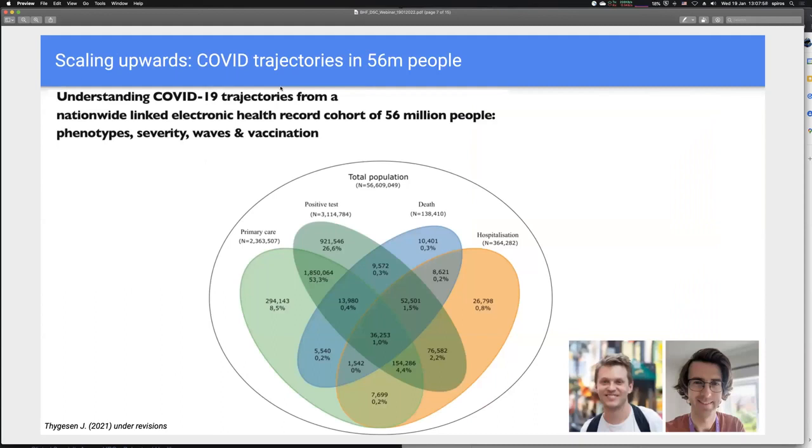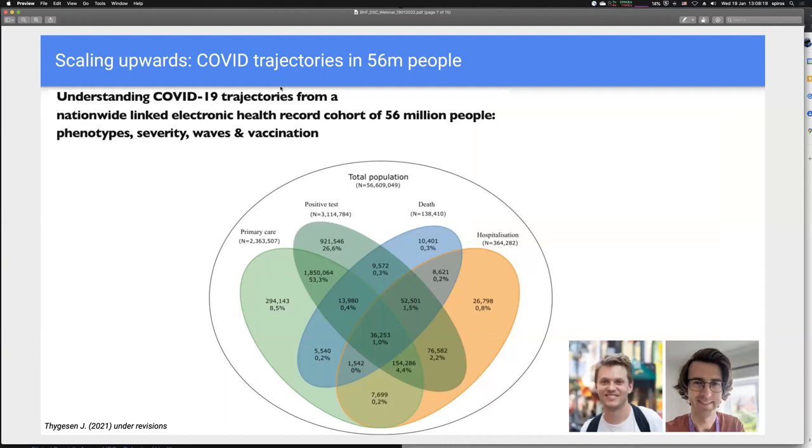So we have a really fascinating opportunity now, given the BHF Data Science Centre and the COVID pandemic, that we can scale all of what we do upwards. Not only in terms of sample size of patients, where we now have the unprecedented 56 million people cohort, but also in the number of diseases that we examine.